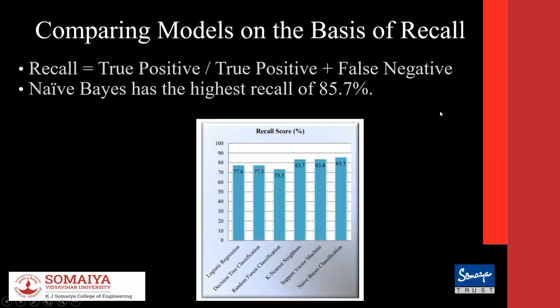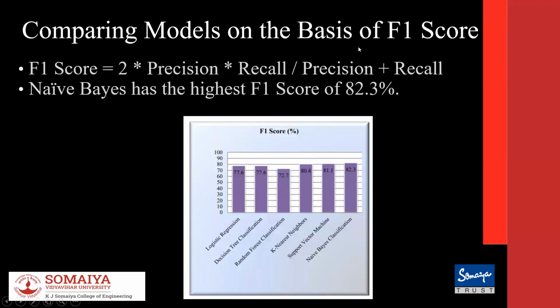Now, comparing models on the basis of recall. Recall is true positive upon true positive plus false negative. Again, naive Bayes has the highest recall of 85.7%, whereas the lowest recall is obtained by random forest classifier with a value of 73.5%. The recall obtained by logistic regression and decision tree classifier are very similar to one another, with a difference of only 0.1%. And also the values of recall obtained by k-nearest neighbors and support vector machines are very similar, with a difference of only 0.1%.